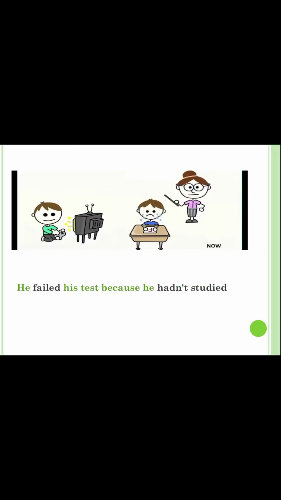He failed his test because he had not studied. Okay? He failed his test because he hadn't studied. So the first thing that happened, or the first action, is that he hadn't studied, he was playing, see? And the second action which happened اللي هو failing in the exam. So we have two actions. The first one is that he hadn't studied, then he failed. يعني عنا past perfect و simple past.